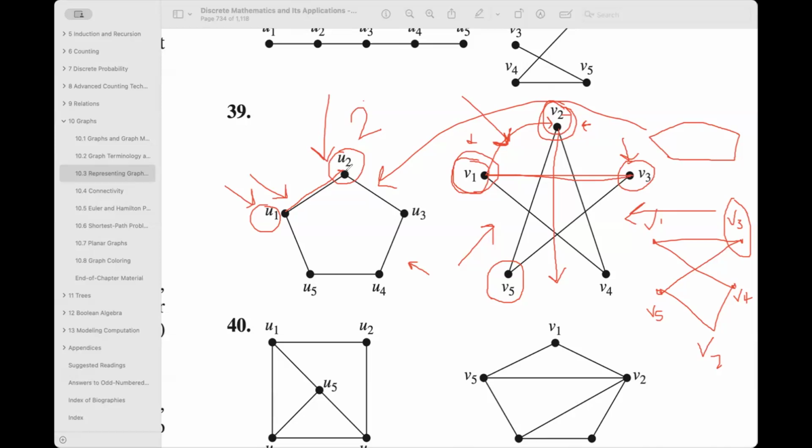There's another graph invariant, which is that both graphs have to have the same number of paths of a certain length. So a path is basically if I can get from U1 to U3 by these 2 edges, they form a path.